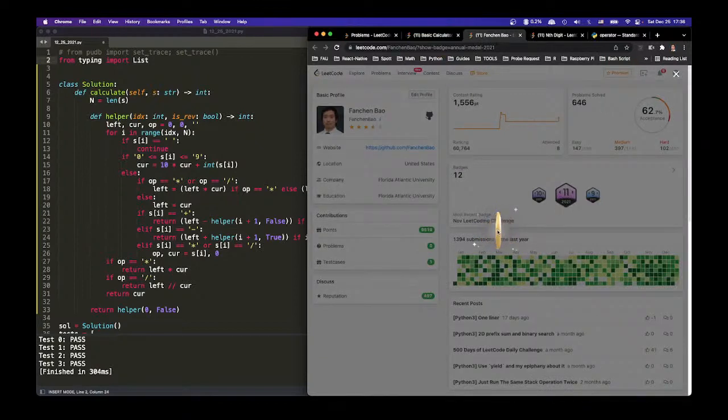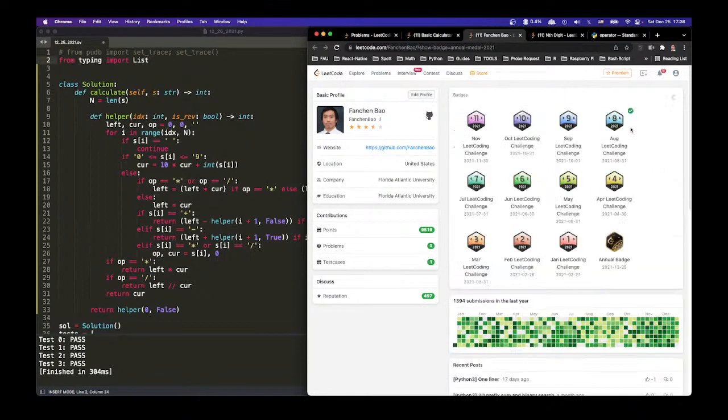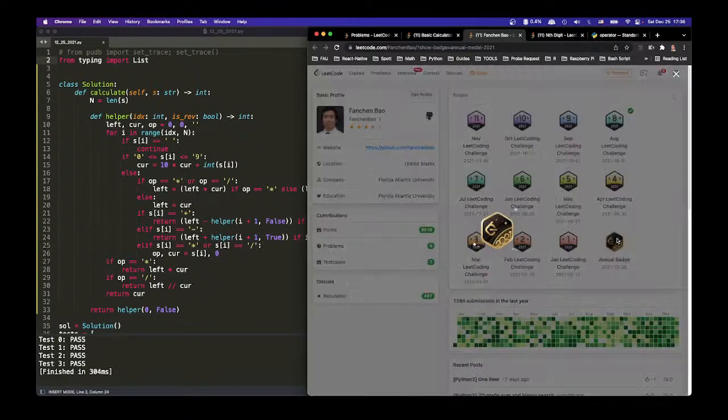Oh, look at that. How do I wear this? Oh, that'd be fun. So, I don't see the badge. Oh, annual badge. Let's wear this one.